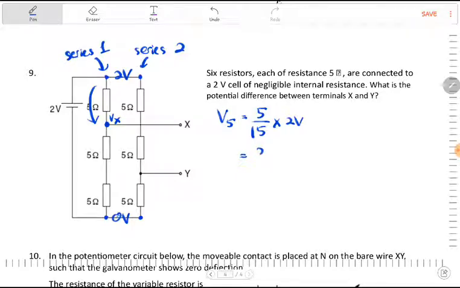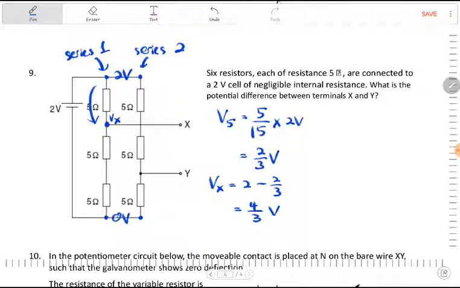So that is 2/3 volt. So from 2 volt it dropped by 2/3 volt. We're looking for Vx. That's dropping from 2 volt by an amount of 2/3. Then you will get the potential at that point. Okay, so it's 4/3 volt.